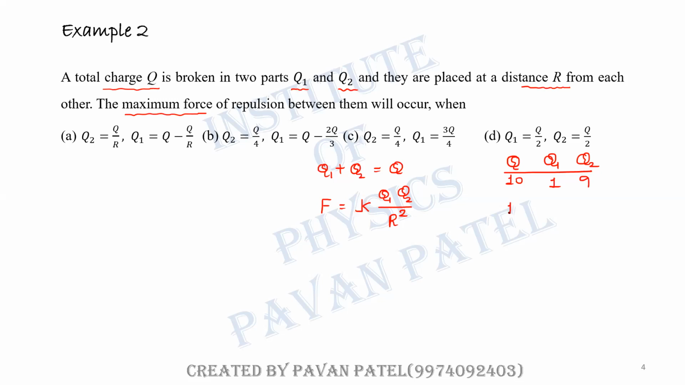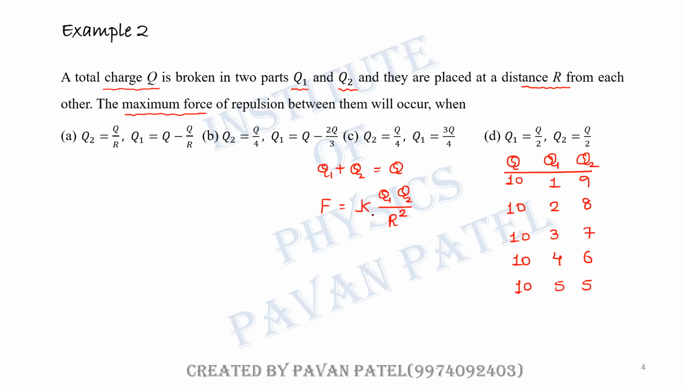Value of Q1 will be say 1 and Q2 is 9. That's one option. For Q 10, Q1 is 2 and Q2 is 8, the second option. For Q 10, Q1 is 3 and Q2 is 7, third option. 10, 4 and 6, the fourth option. 10, 5, 5, the fifth option. And there are many different options, say 0.1 and 9.9, 1.1 and 8.9. So in all of these options, what should be the value of Q1 and Q2 so that the force F is maximum? So Q1 and Q2 are variables.